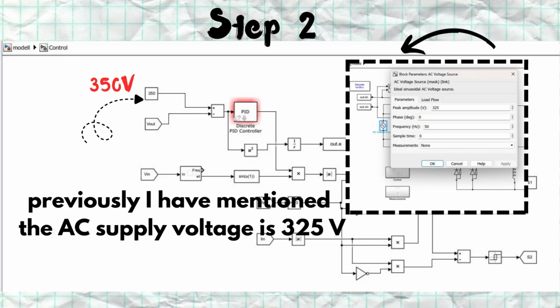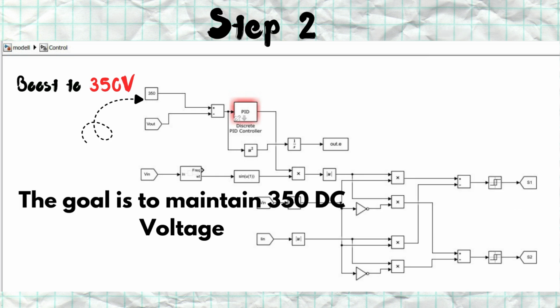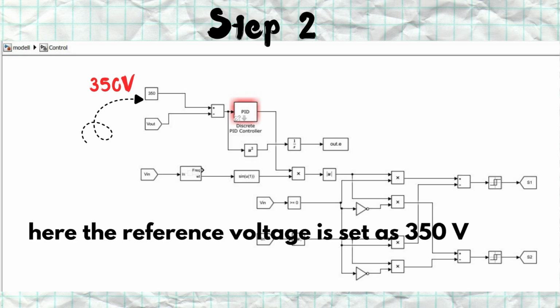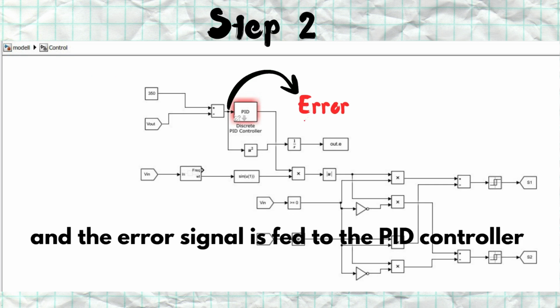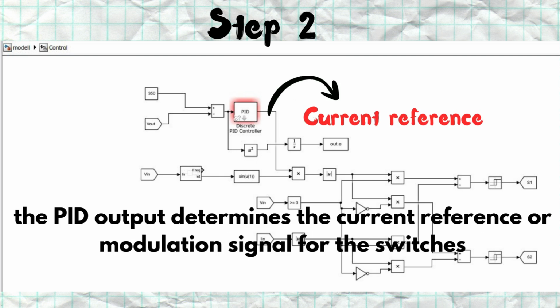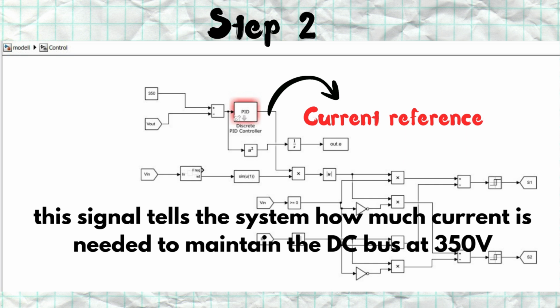Previously, I mentioned the AC supply voltage is 325 volt. The goal is to maintain 350 DC voltage. Here the reference voltage is set as 350. The reference voltage is compared to the actual output voltage and the error signal is fed to the PID controller. The PID output determines the current reference or modulation signal for the switches. This signal tells the system how much current is needed to maintain the DC bus at 350 volt.